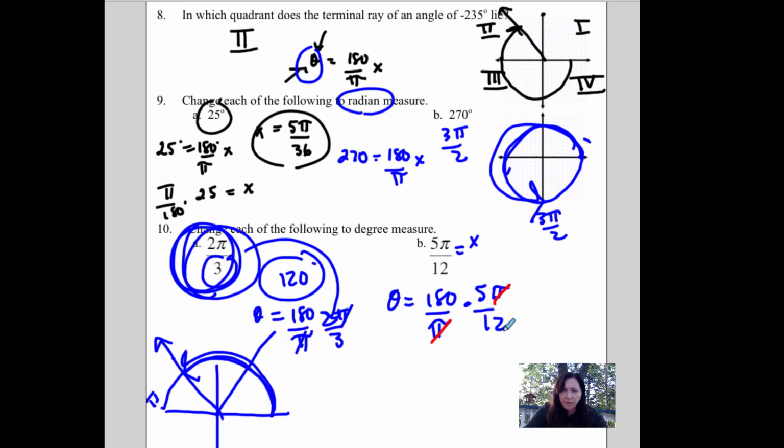And ask yourself, how many times does 12 go into 180? So what I'm going to do is, I want to go, this is 6 times 2. 6 divides into this 30 times. 2 divides into 30 15 times. 15 times 5 is 75 degrees.